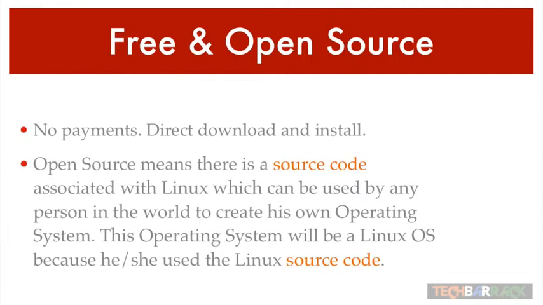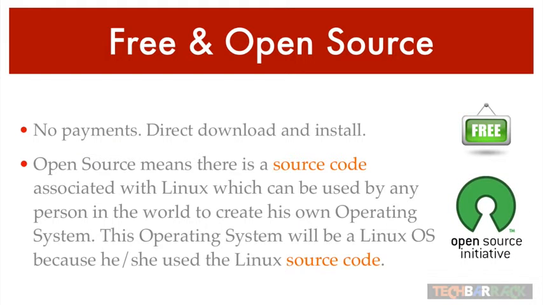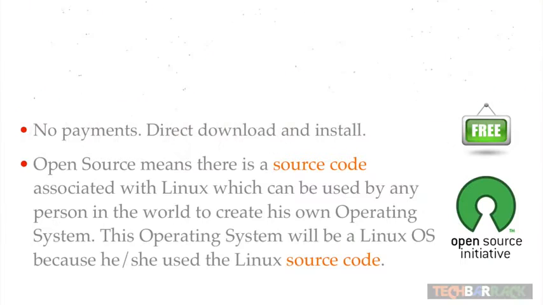What does open source and free mean? Let's have a look. Free basically means that no payments are required and you can directly download the Linux operating system and install it on your personal computer. Open source means that there is a source code related to Linux, and you can call this the Linux source code, and this source code can be used by any person in the world to create his own operating system. Now the operating system that is created using this Linux source code will be nothing but the Linux operating system. Now because Linux is open source, we have a large number of Linux operating systems out there in the market.